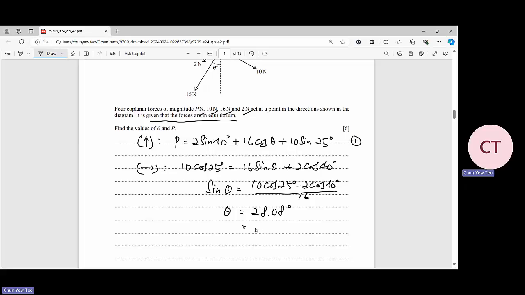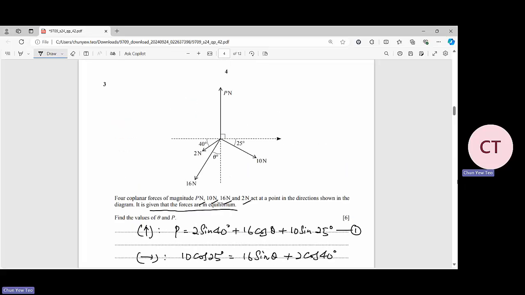But we want the answer in 1 decimal place for the angle. So this one is 1 decimal place. That is the theta. Then from equation 1, we have the P, just replace it inside. Press the calculator, then you can get the answer as 19.6 Newton. Okay, that's all. So this is the answer for question number 3.